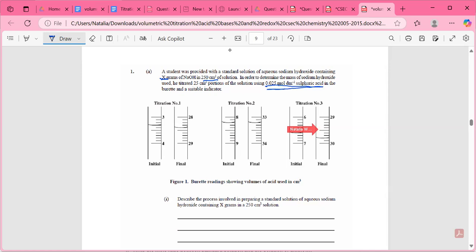So the sulfuric acid is a standard solution. It's already given in dm cube, so I will not need to do that step where I convert from grams per dm cube to moles per dm cube. Right? Using a suitable indicator.